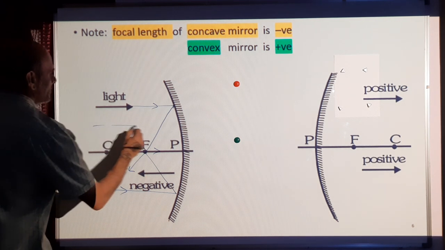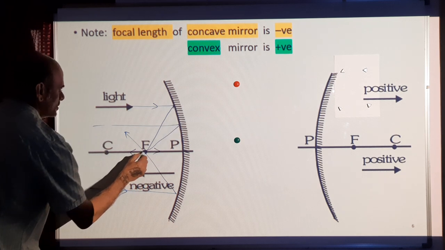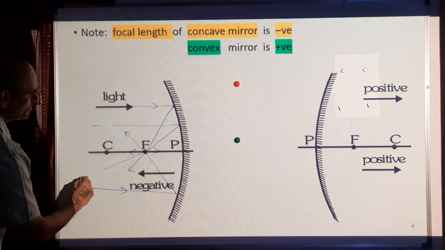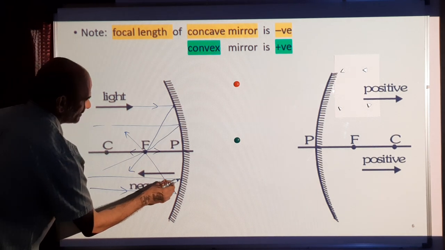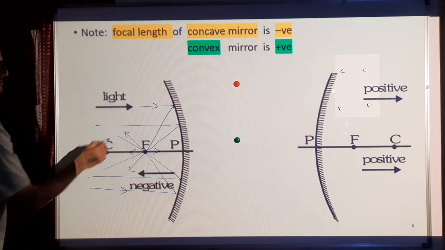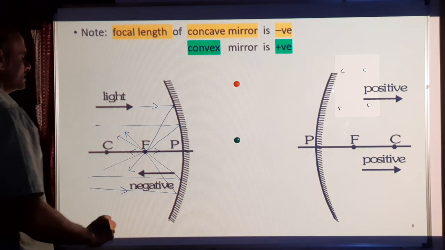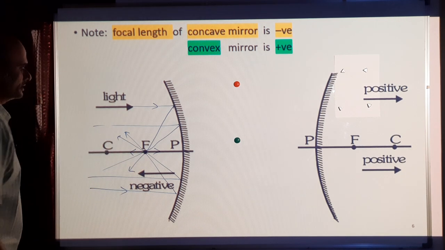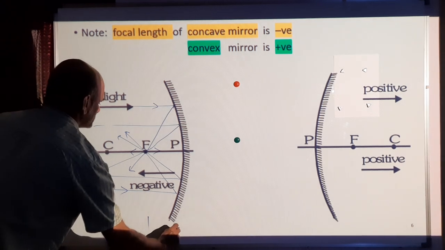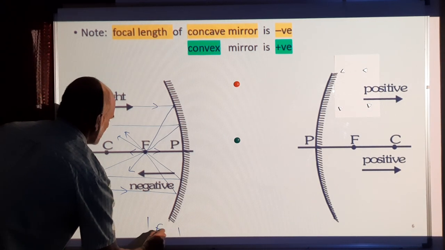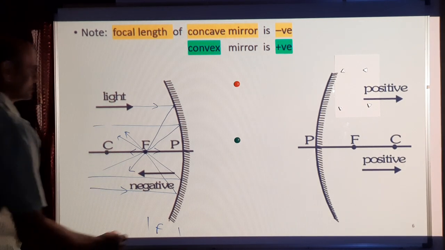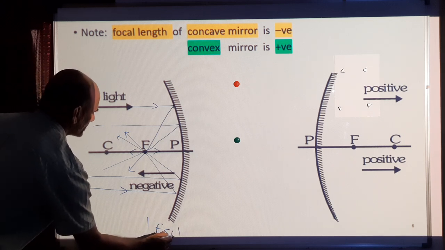If you take one more ray, again you go on. So all the rays of a parallel beam after reflection will pass through the focus. And the focal length is the distance of this focal point from the pole of the mirror. So this is the focal length, and since it is on the negative side, the focal length of a concave mirror is negative.